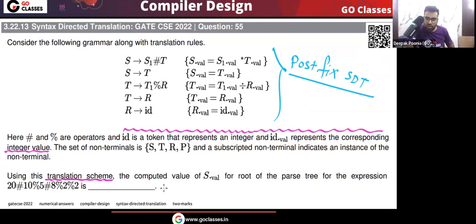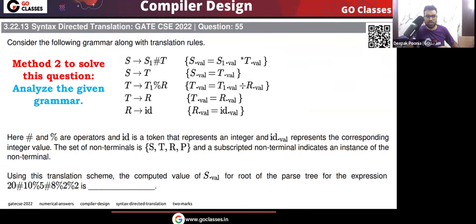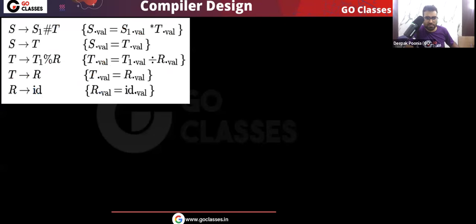And what answer did we get? We got the answer 80. Now the same question you can solve using another method, that is analysis of the given grammar. If you analyze the given grammar, you can solve the same question very quickly. So for that we need to analyze the given grammar. Let's focus on the given grammar now. Look at the given grammar.